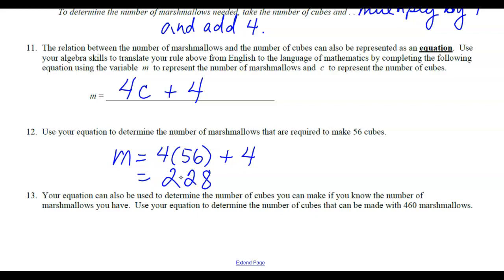So with your equation, we can work backwards as well. Say we knew we had a certain number of marshmallows, then we could work backwards to know how many cubes. So it says here, use your equation to determine the number of cubes that can be made with 460 marshmallows. So that's your M. You put that into the equation, and you solve for C.